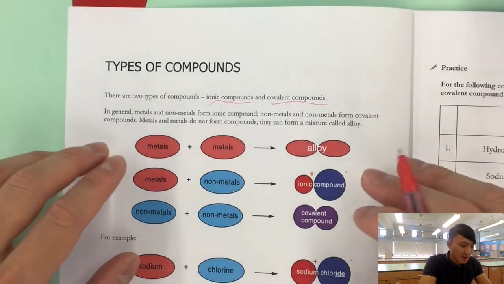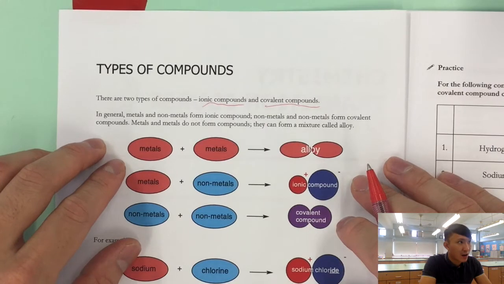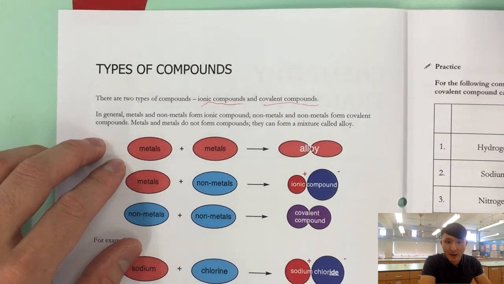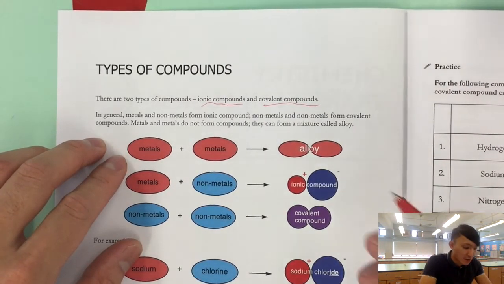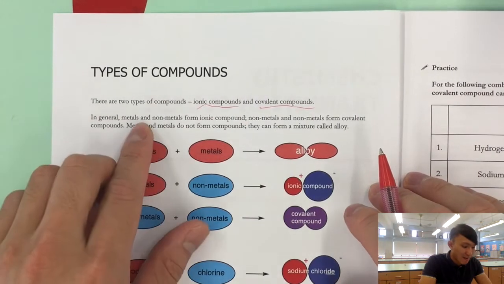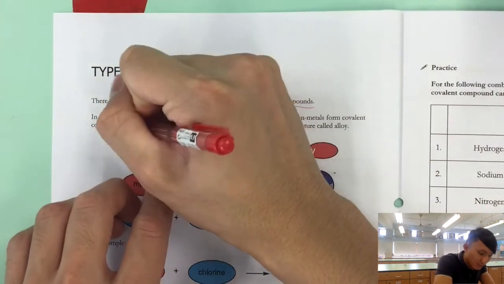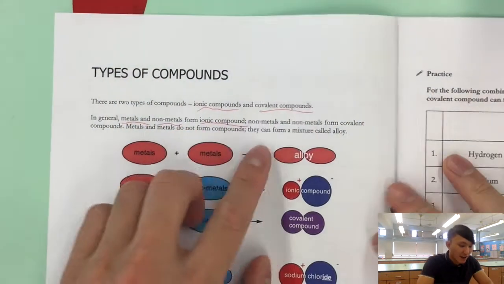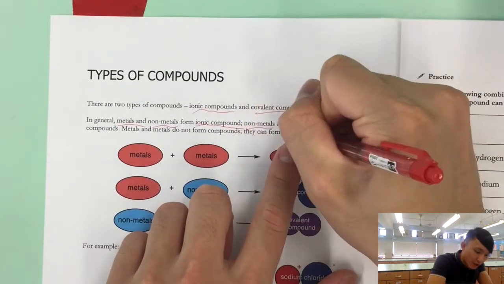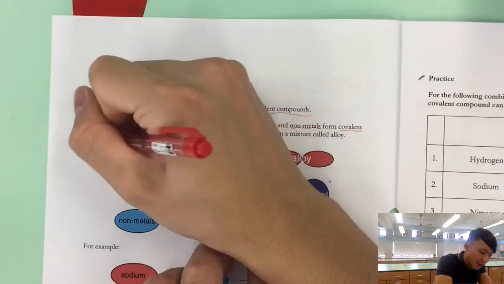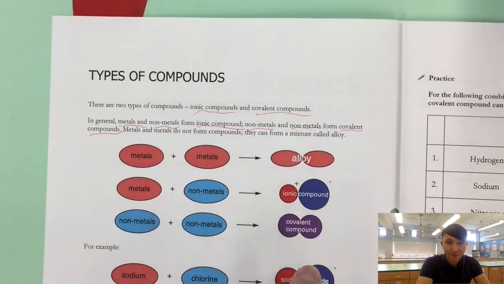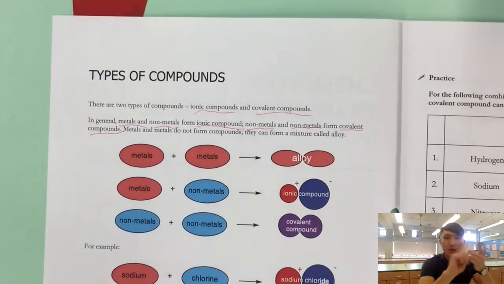This part helps you identify whether you are looking at an ionic compound or a covalent compound. Metals and nonmetals form ionic compounds, and nonmetals and nonmetals form covalent compounds. Remember, for elements, we have three types: metals, nonmetals, and semimetals.